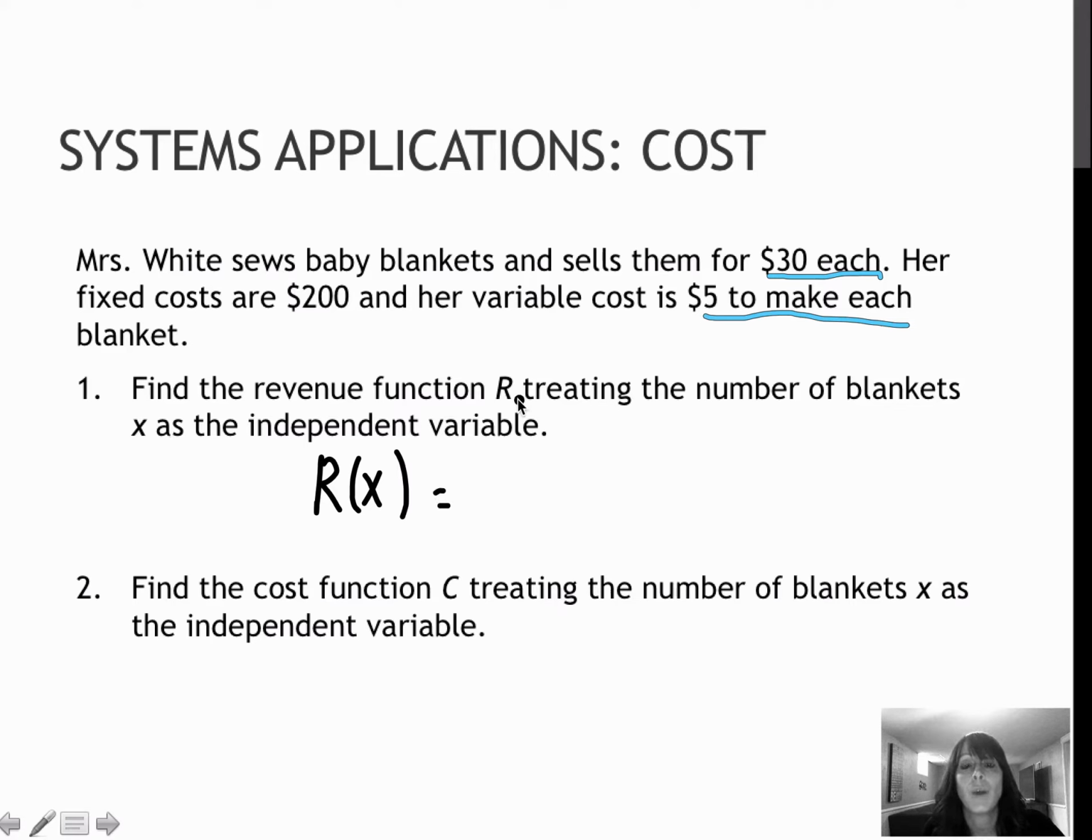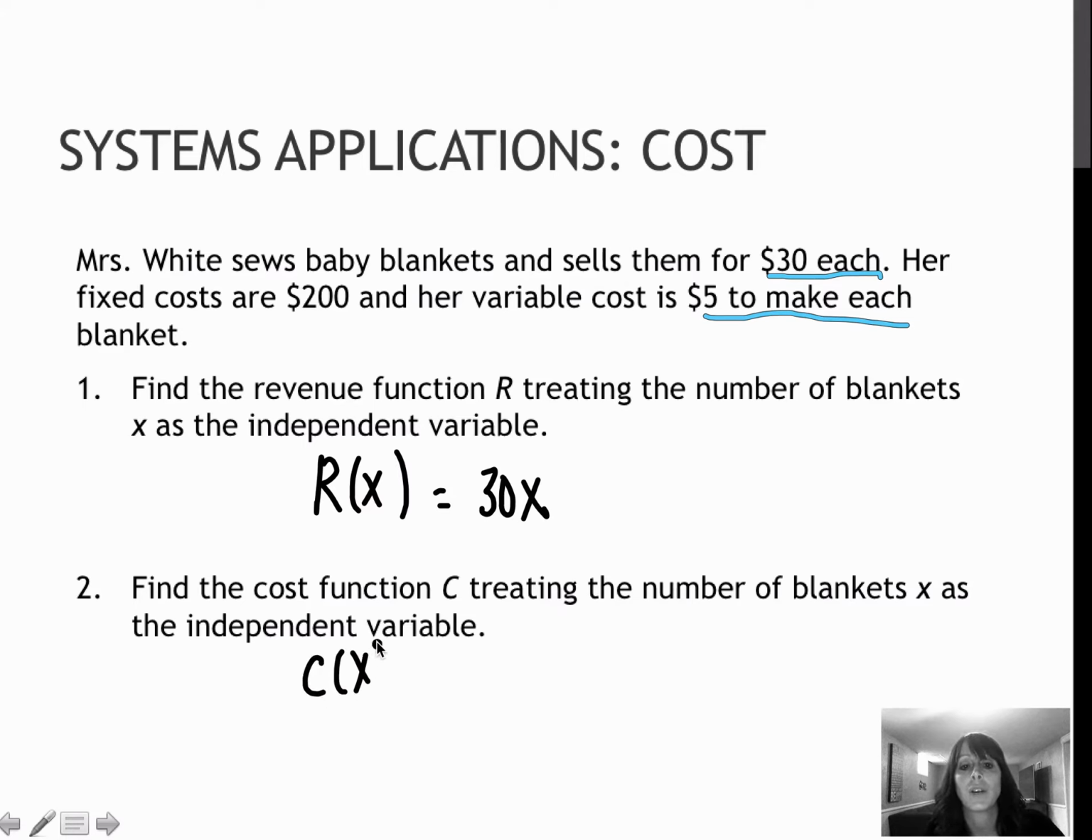So Mrs. White's revenue would be that she is earning $30 each blanket. If I take the number of blankets times 30, that's the amount of money that she is earning. Not her profit, just her revenue. The cost function is how much she is spending.